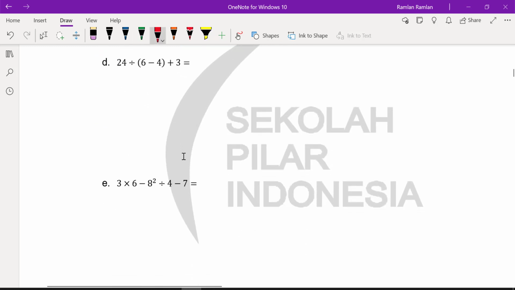Okay, the next question, which is D. Now we have 24 divided by bracket 6 minus 4 and then plus 3 again. BIDMAS, B comes first, bracket, so we're going to do the bracket first, this one first, right?